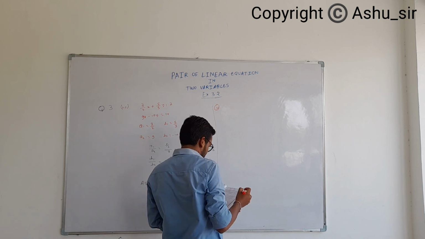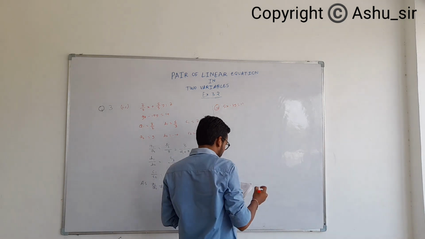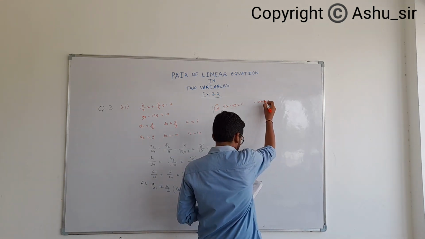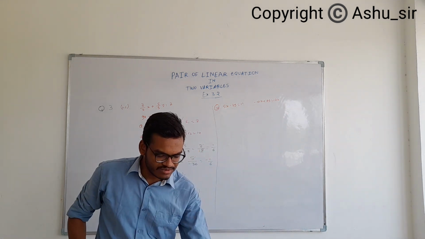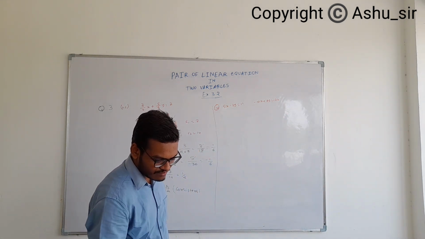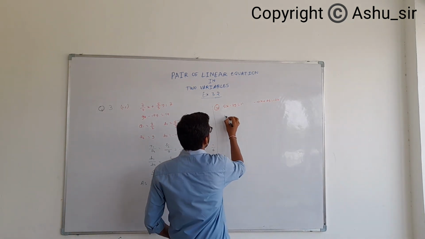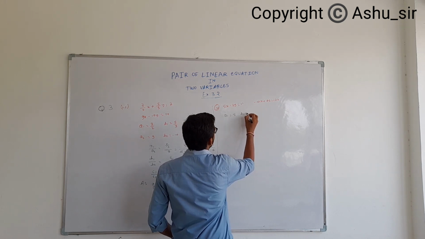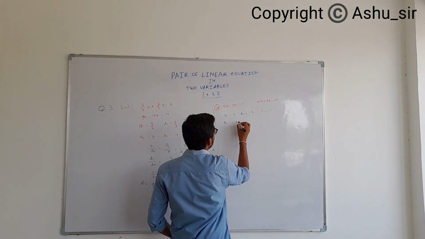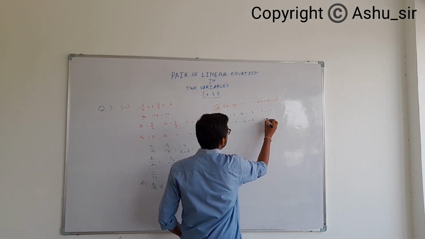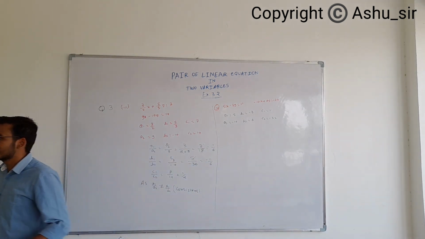Fourth. 5x minus 3y is equal to 11 and minus 10x plus 6y is equal to minus 22. So these are the two equations. Now let's solve. So write the value of A1, B1, C1. A1 is 5, B1 is minus 3 and C1 is 11. A2 is minus 10, B2 is 6 and C2 is minus 22. Now compare the ratios.